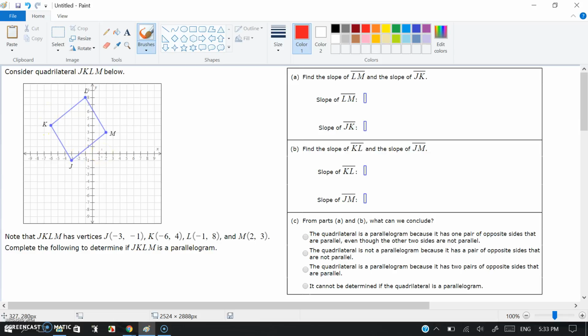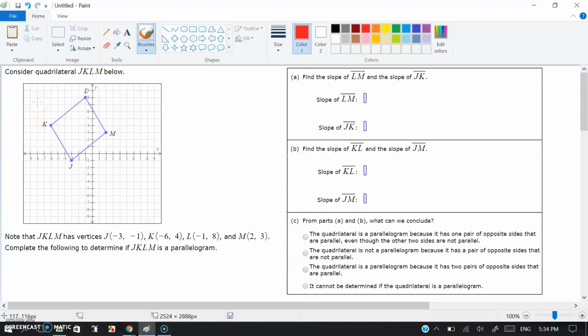So here we have this quadrilateral on the xy plane, on my x and y axis, and my J is at -3, -1. They gave us that coordinate, and then K is at -6, 4. My L is at -1, 8, and my M is at 2, 3. So they already gave us the coordinates, and all we have to do is figure out if.